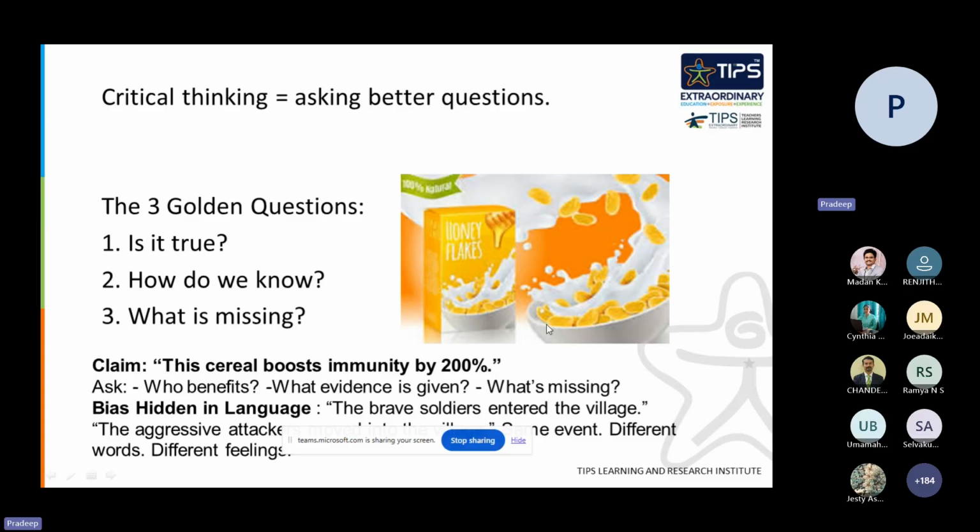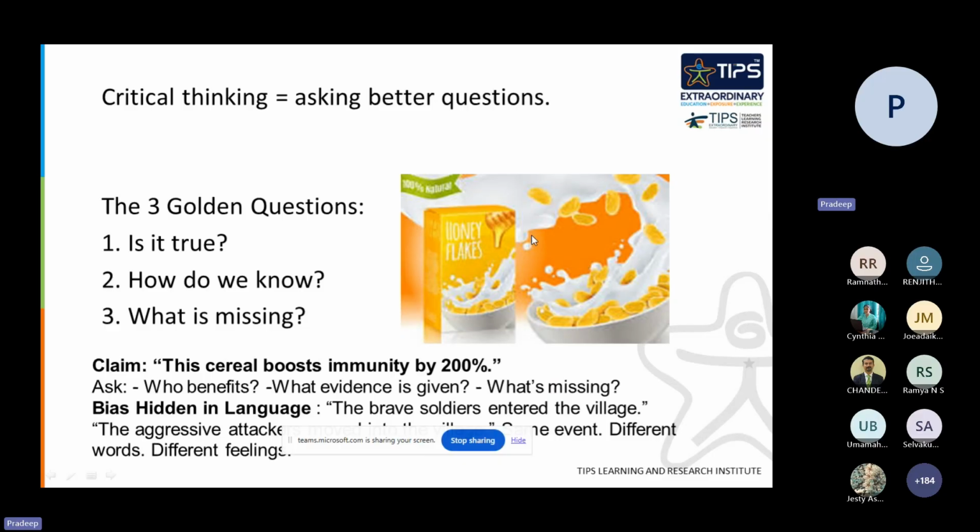Whereas bias is when we are talking about many different languages. Like bias in hidden language: brave soldiers entered the village. This is one way of looking at a particular scene, a particular picture maybe. Or this can be addressed as: an aggressive attacker stormed into the village. Again, one same event has different words and different feelings attached to it.